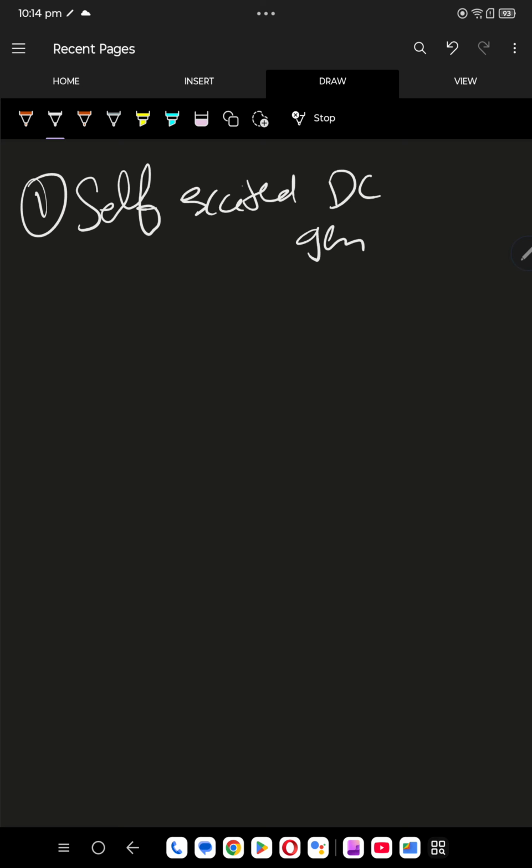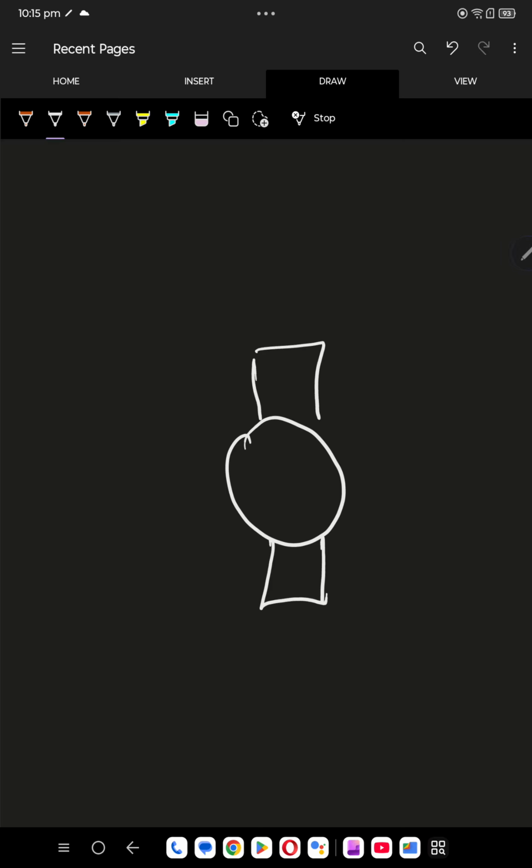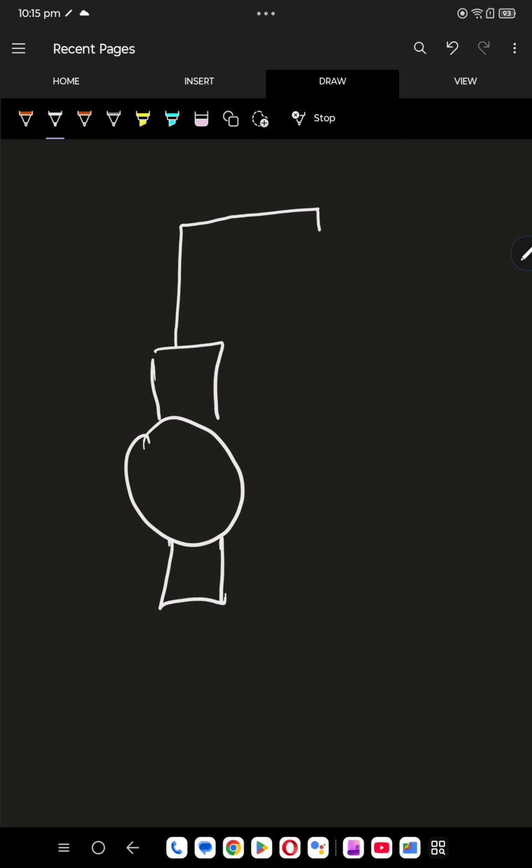That's it. So let's start. Self-excited DC generator. The diagram, once you learn it, is easy to understand. I'll draw it a little big. Draw a first circle and then like this you'll draw, then like this, like this.